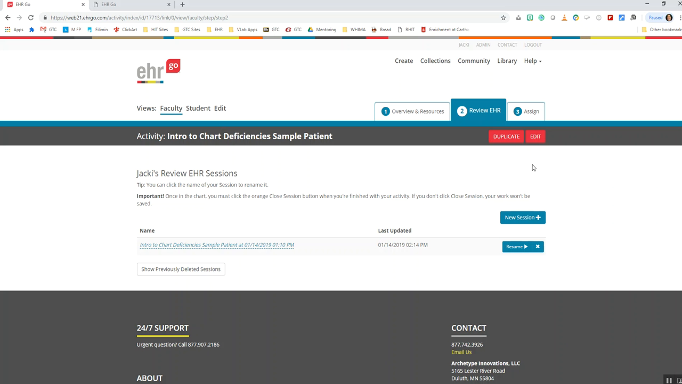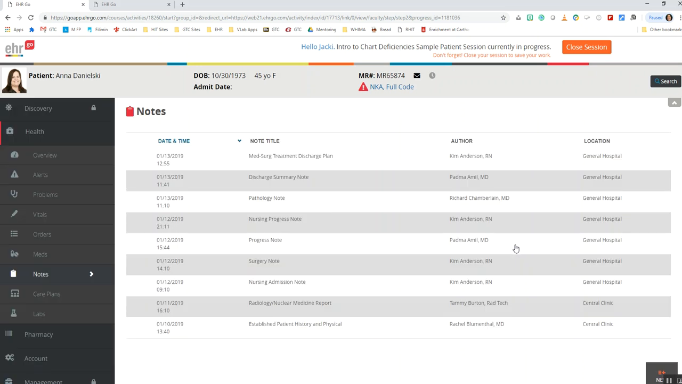So I have my patient all set up here. You would be in your patient on the overview, and resources is where you would print out your checklist. Then you'll go to step 2, which is review the EHR. I'm going to go back into the session that I had worked on before. So we're going to start here with looking at our patient.